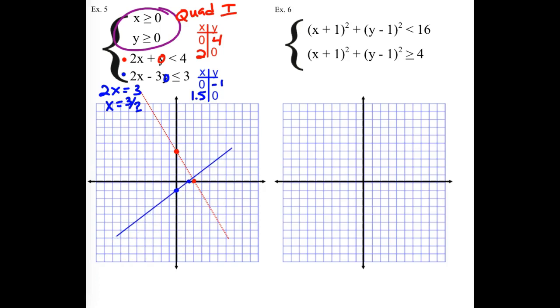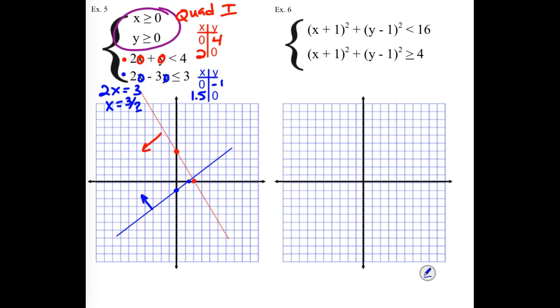And then we need to look at our shading. For the red one, top inequality here, if we put zeros in for both x and y, we have 0 is less than 4. That is true, so we are shading this direction. For the blue one, if we put zeros in for both x and y, we have 0 is less than or equal to 3. Again, that's true, so we want to shade towards the origin.